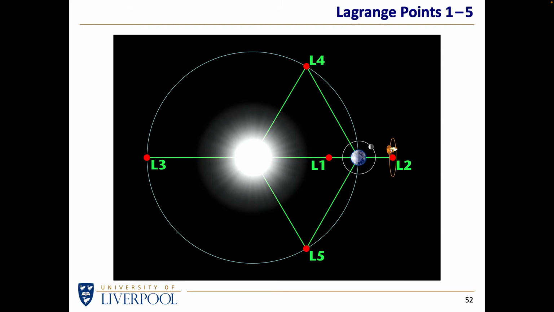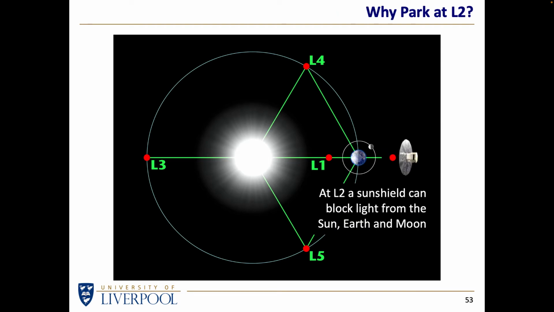We have used L1 to park spacecraft, such as those that are observing the sun. And the more famous one, as of the last few months, is L2, because that's where spacecraft like Gaia and the James Webb Space Telescope are sitting. Why do you want to sit at L2?